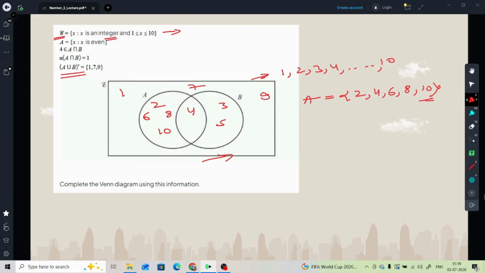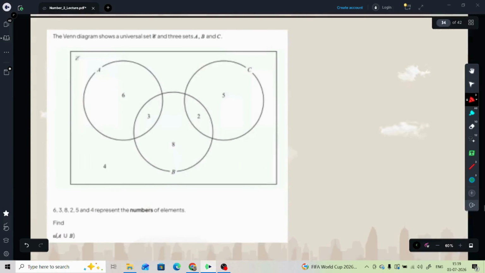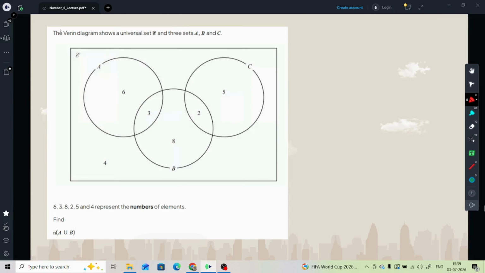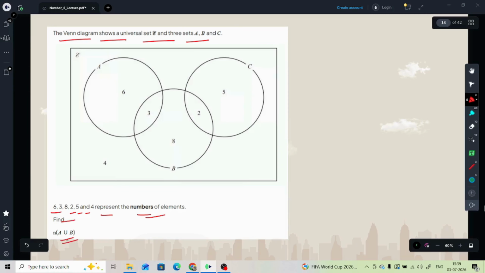Again I'm telling you, it's a very easy chapter if you understood the concepts and the basics well. Just see this question, that Venn diagram shows a universal set, this E, and 3 sets A, B, C are there. 6, 3, 8, 2, 5 and 4 represent the number of elements. And you have to find the number of elements in A union B. Very simple, I think. Just add the things up, because these are individual data given to you, so now the things are very easy.